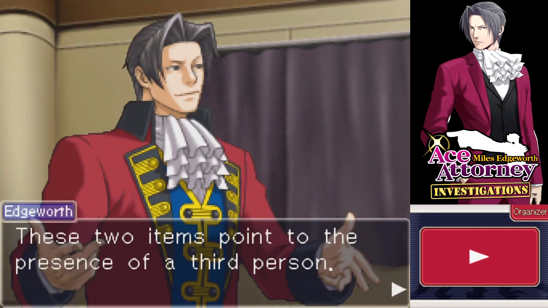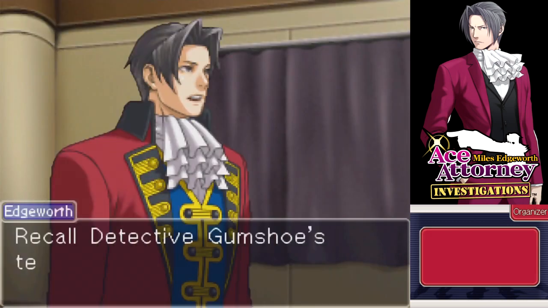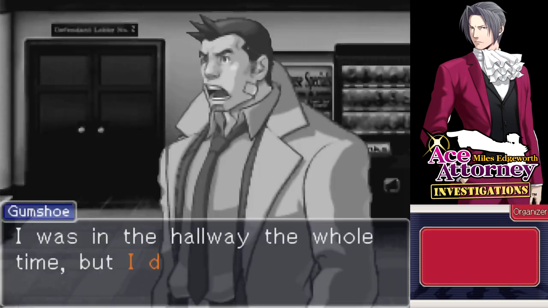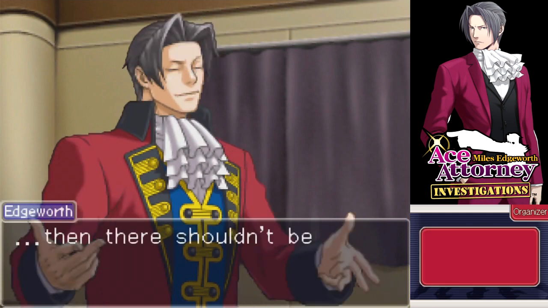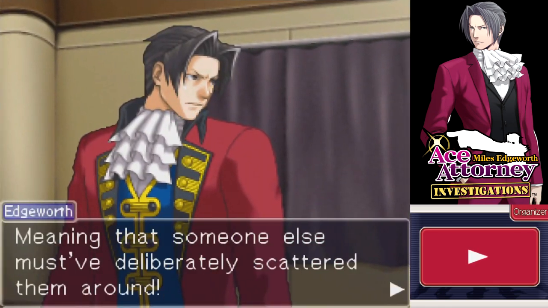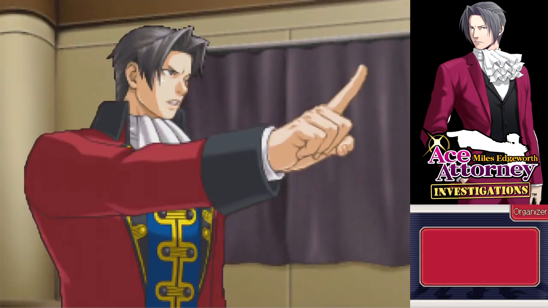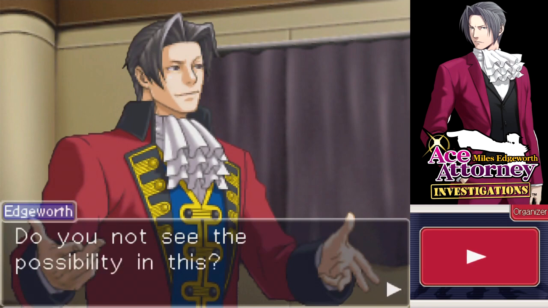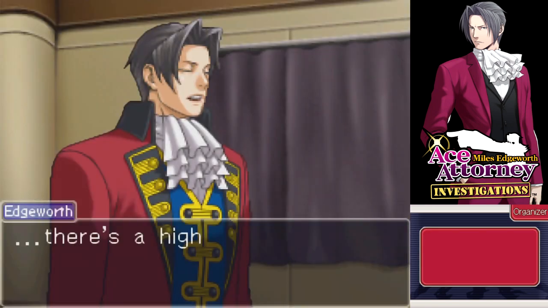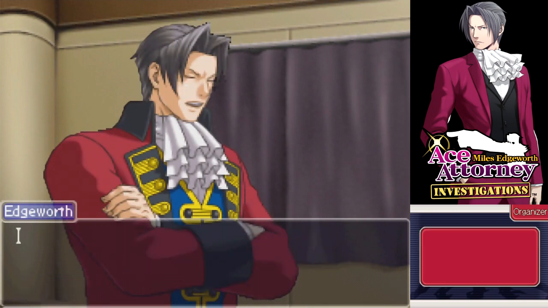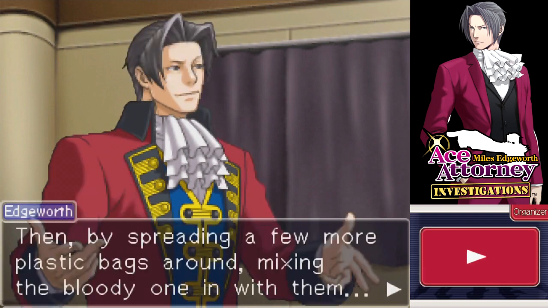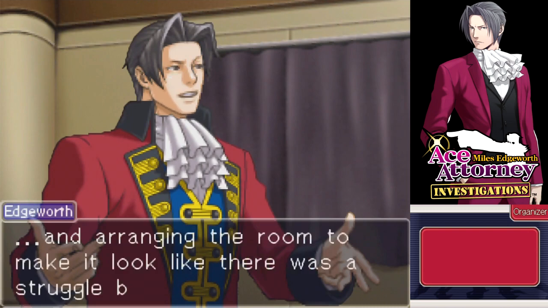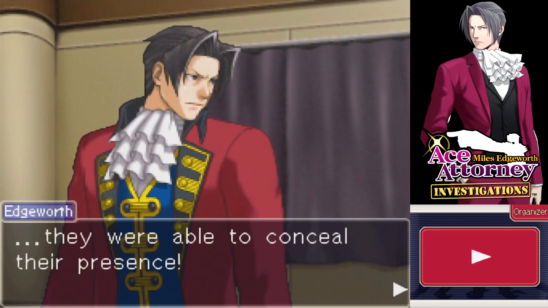These two items point to the presence of a third person. How so? Recall Detective Gumshoe's testimony. I was in the hallway the whole time, but I didn't hear a single peep of a struggle. If there wasn't a struggle in this room, then there shouldn't be any plastic bags on the ground. Meaning that someone else must have deliberately scattered them around. Tsk, tsk, tsk. Do you not see the possibility in this? Disregarding the gun for the moment, there's a high probability of blood splatter when a knife is used on a person. The culprit held a knife with a plastic bag around it. They could use the bag to catch any blood splatter from when they withdrew the knife. Then by spreading a few more plastic bags around, mixing the bloody one in with them, arranging the room to make it look like there was a struggle between the two, they were able to conceal their presence.